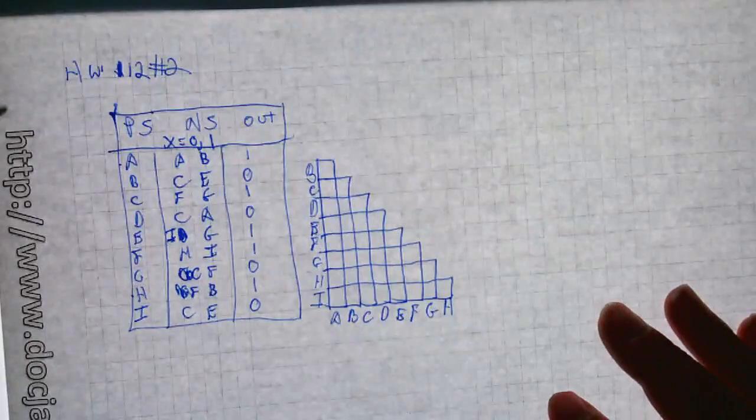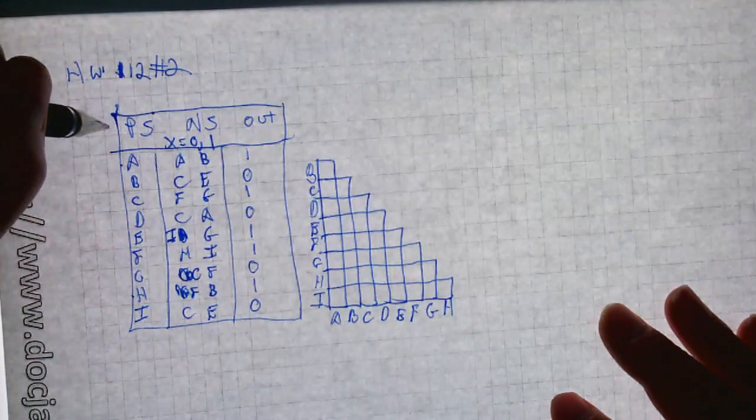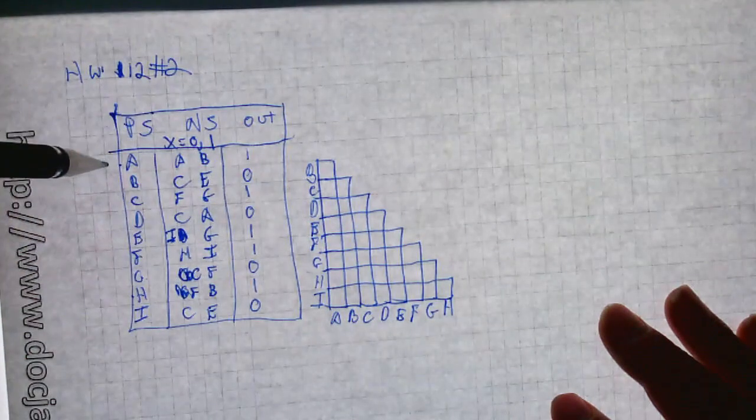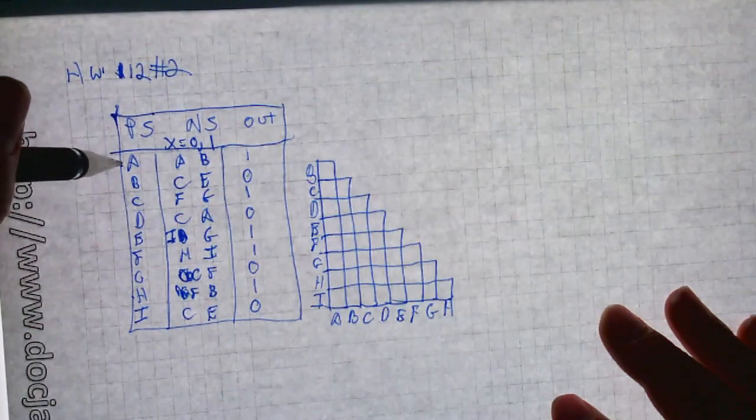So let's take a look. We've encoded our finite state machine, made a present state, next state table. We created our implicant chart, and now we're going to take a look and see if the outputs are different as we compare one row against another.